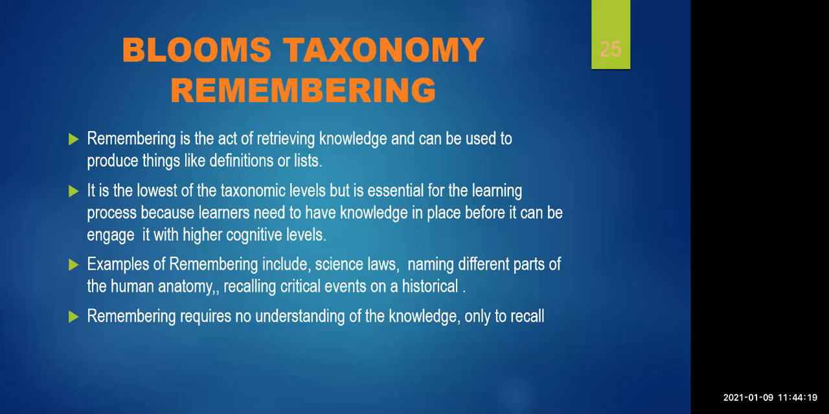It is essential for the learning process because learners need to have knowledge in place before they can engage with the higher cognitive levels. Examples of remembering include the laws, naming the parts of human anatomy, recalling critical events in history. All those things come under remembering. That is what we say as factual knowledge, facts and conceptual knowledge we are giving here. So that knowledge is classified in remembering. Unless you remember the third law, or any other law, you cannot apply it over there, right? Remembering requires no understanding of knowledge, only to recall. So just memorization only.